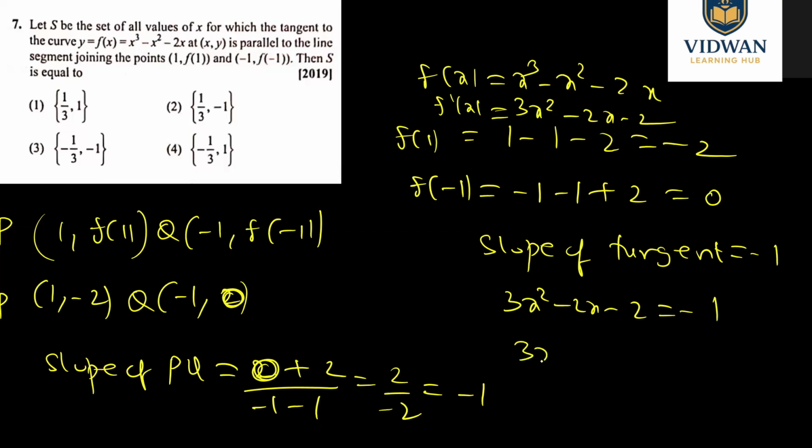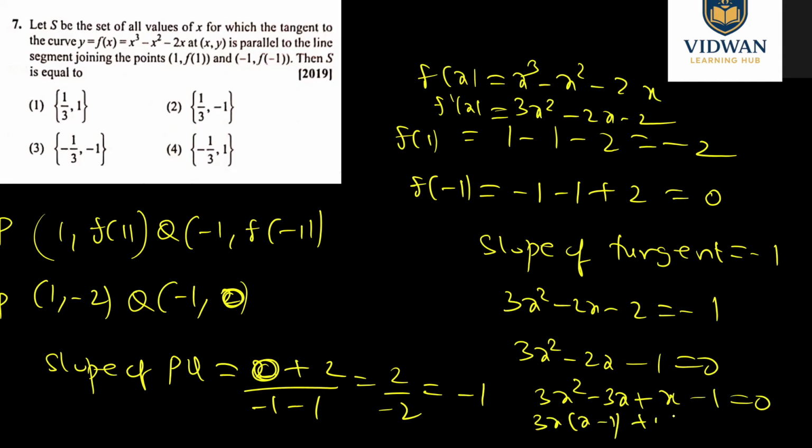So this is 3x square minus 2x minus 2 plus 1 minus 1 equal to 0. What will be the roots of this? You factorize the middle term, right? You split the middle term as minus 3x plus x, then minus 1 equal to 0. So 3x into x minus 1 plus 1 into x minus 1 is 0. So you will get the value of x as 1 and -1 by 3. So the possible values are 1 and -1 by 3. That is the fourth option.